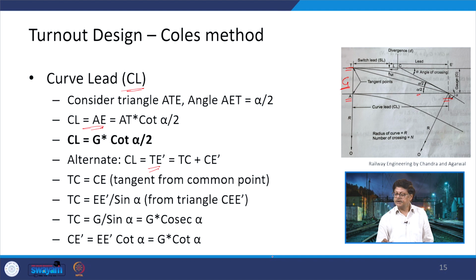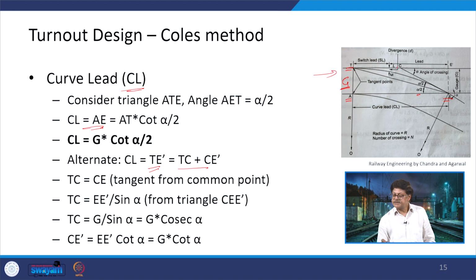Alternatively, if we talk in terms of TE dash, then TE dash will be TC plus CE dash, as you can see in the diagram. Now, we can calculate the value of TC and CE dash. If we look at the triangle TCE, and there is another triangle which we will be considering, CE dash E. These are the two triangles we will talk about here.